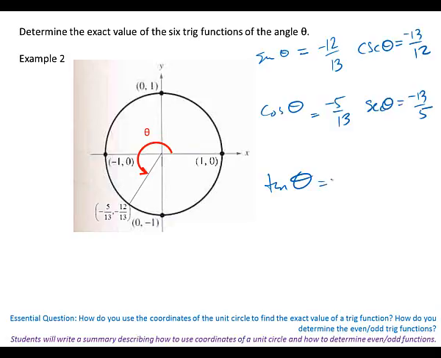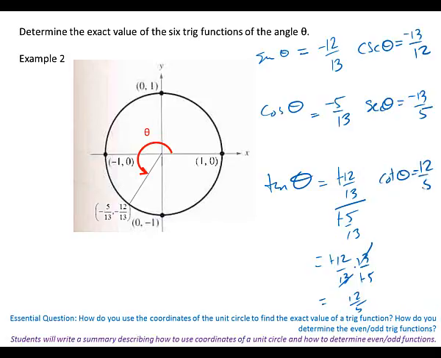The tangent: what do I put on the top? Good, and on the bottom? Good. And if you didn't see the shortcut, we would go ahead and flip and multiply. Cancel the 13s. What happens with those negatives? They cancel to positive, so we have 12 over 5. What do we easily get from tangent? Cotangent, and that is 12 over 5.